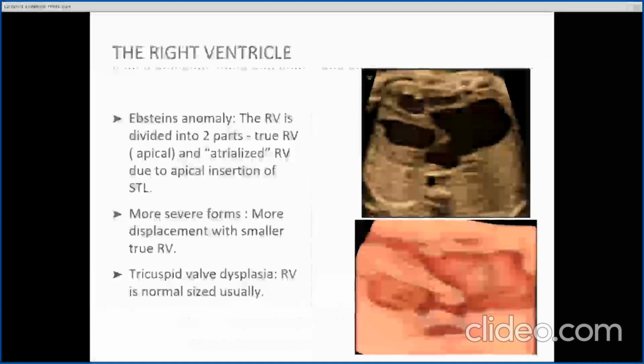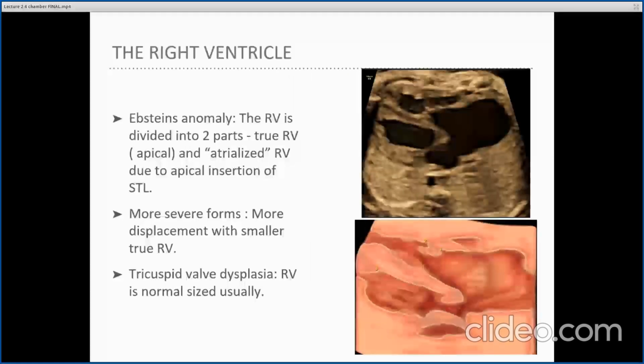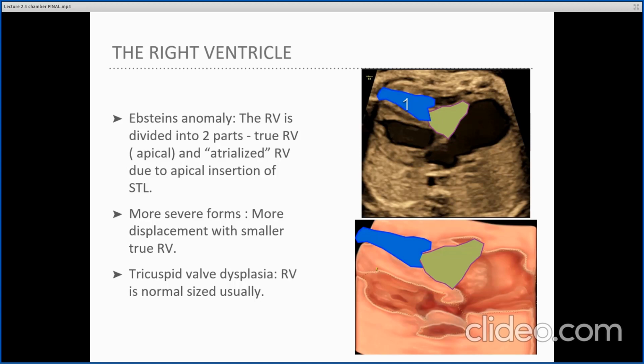Finally, we look at the size of the right ventricle. In Epstein's anomaly, the right ventricle is divided into two parts: the true right ventricle, which is apically located, and the atrialized right ventricle due to the downward displacement of the septal tricuspid leaflet. So this is the true right ventricle, and this is the atrialized segment. Here we can see the atrialized segment nicely in the green box. That is due to the downward displacement of the tricuspid valve, while the true right ventricle is more apically located.